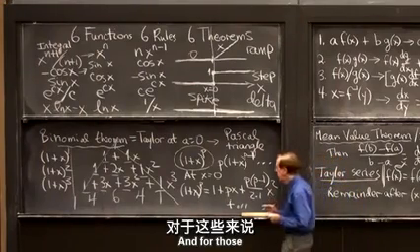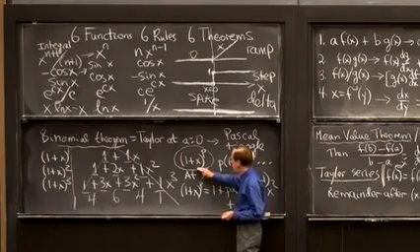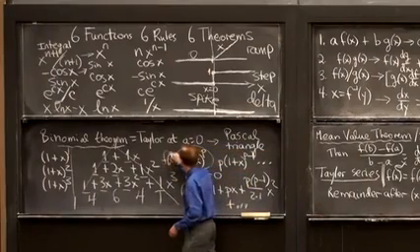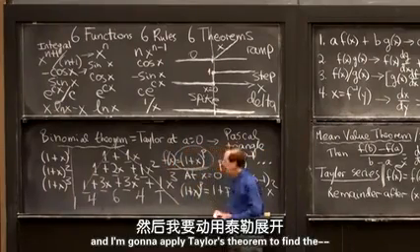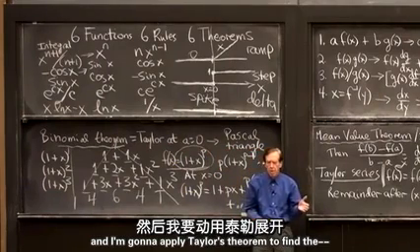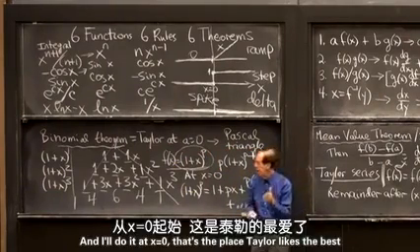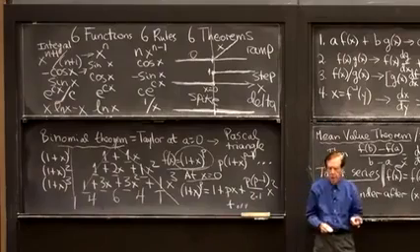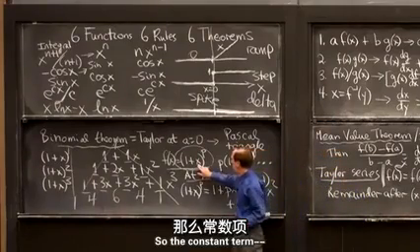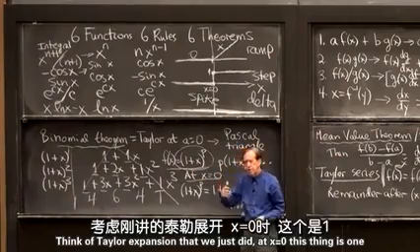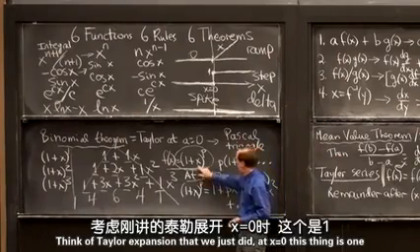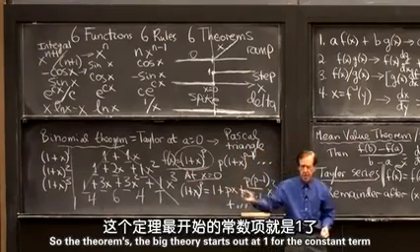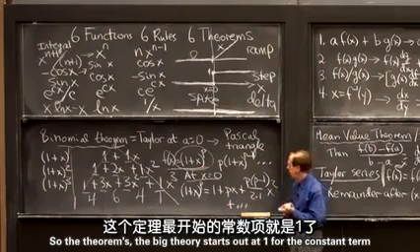And for those, Taylor's theorem, here's my function. And I could apply Taylor's theorem to find, and I'll do it at x equals 0. That's the place Taylor liked the best. So the constant term, think of this Taylor expansion that we just did. At x equals 0, this thing is 1. So the big series starts out with a 1 for the constant term.